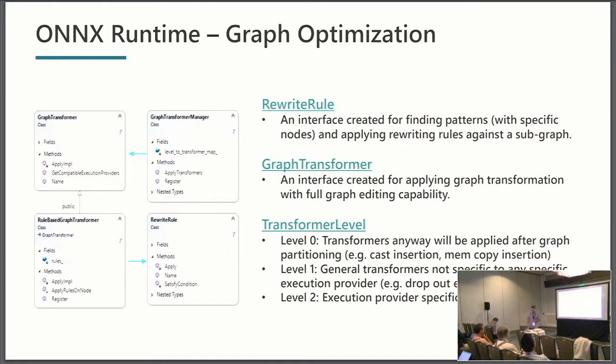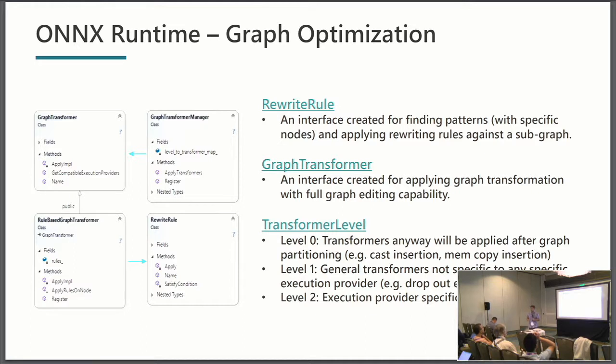Okay, now it's graph optimization. We support two interfaces for graph optimization. One is called the rewrite rule. The second is called the graph transformer. Rewrite rule is created for finding patterns and applying rewrite rules against a subgraph. Graph transformer is an interface created for applying graph transformation with full graph editing capability.